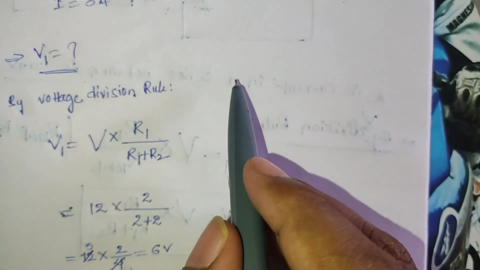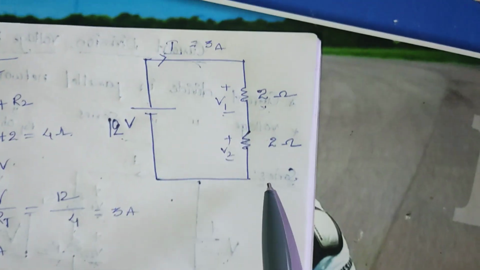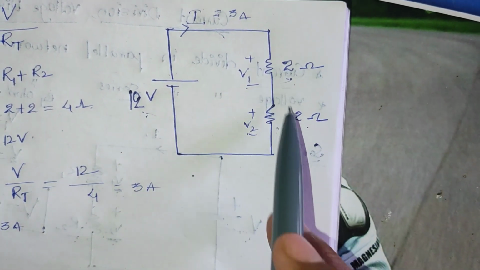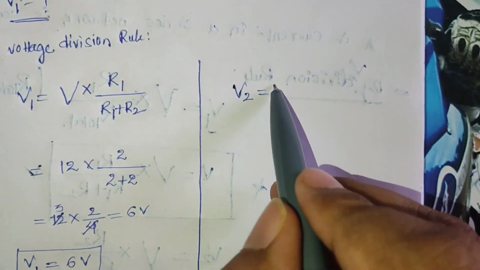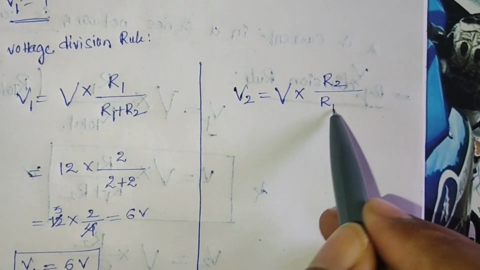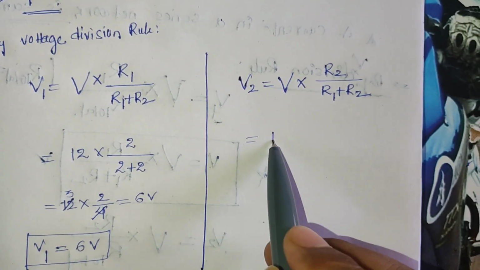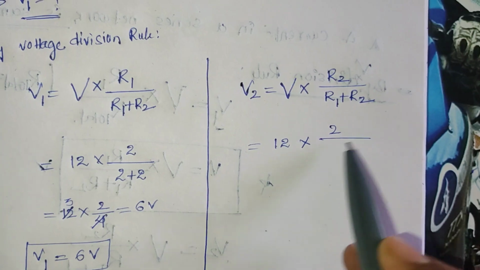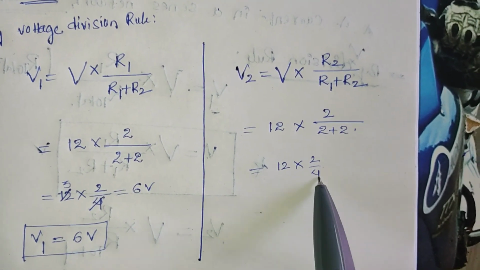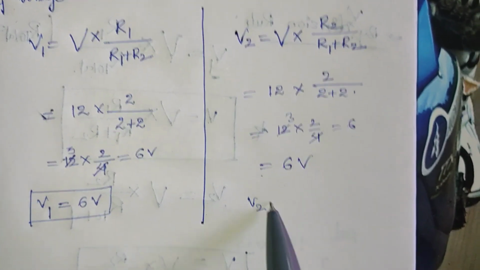Now let us find V2 similarly. V2 is the voltage across our resistor R2. So V2 equals the source voltage times the corresponding resistance, which is R2, by the total resistance R1 plus R2. Let us substitute the values. The source voltage is 12 volts, R2 is 2 ohms, and the total resistance is 2 plus 2 ohms. So that will be 12 into 2 by 4, which is also equal to 6 volts. So V2 is also equal to 6 volts.